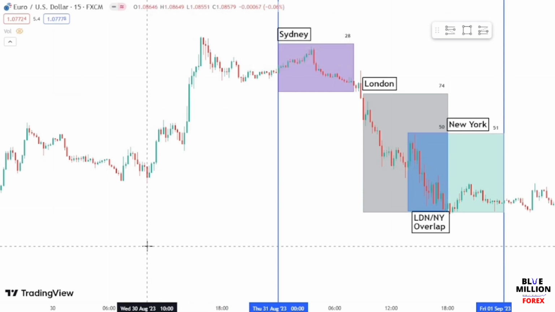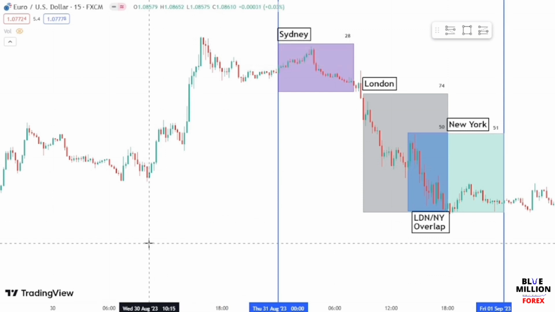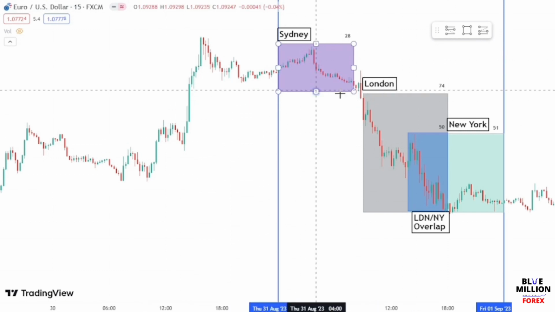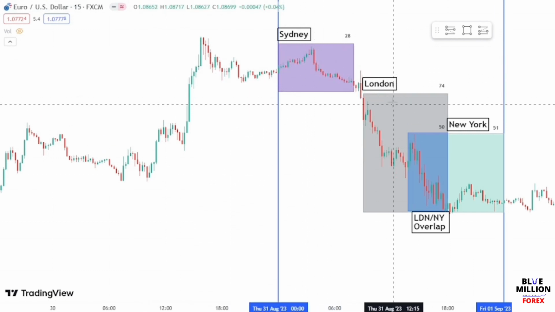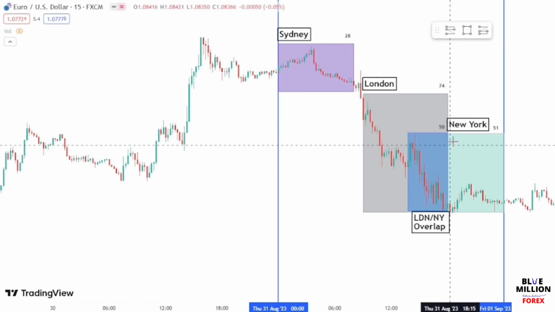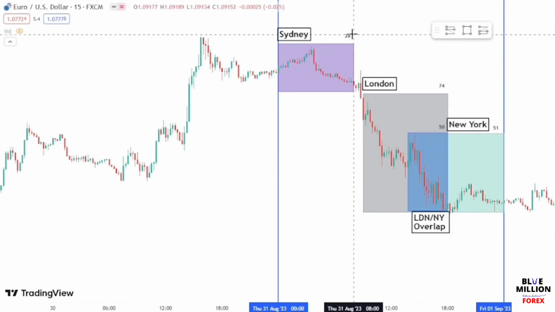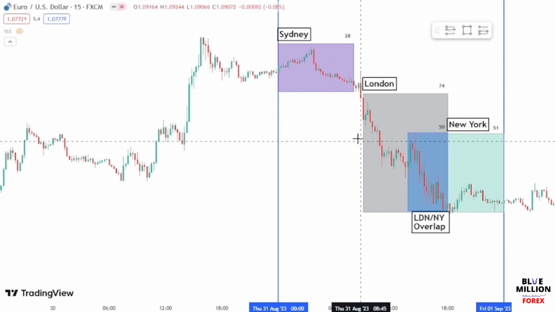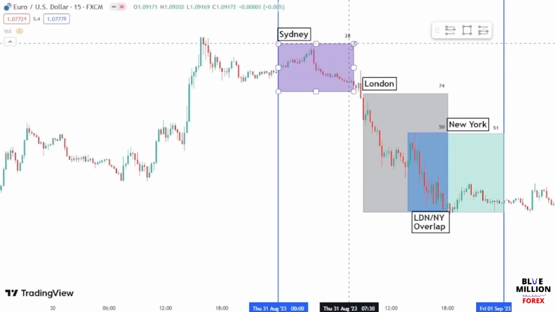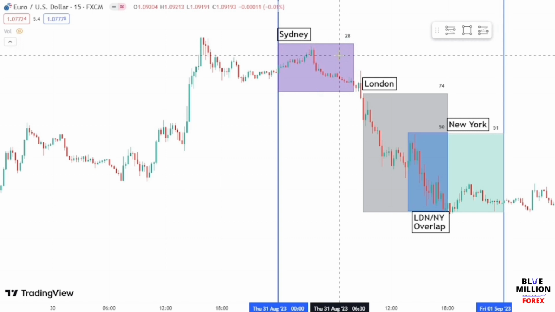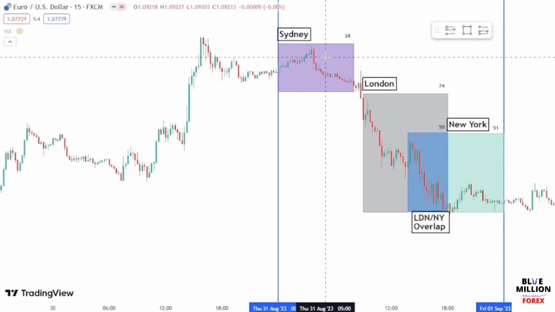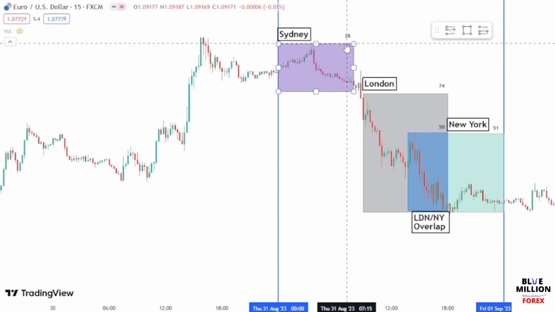So I'm going to pull up a chart and we'll speak on that right now. What you see in front of your face is the Euro USD, or the Euro dollar. And as you can see, I highlighted for you guys the Sydney session, the London session, the London and New York session overlap, and the New York session. Now, these numbers are the pips that it moved on this specific day, which was the 31st of August. On the 31st of August, when the Sydney market was open, it moved a total of 28 pips, right? Which is small pips.